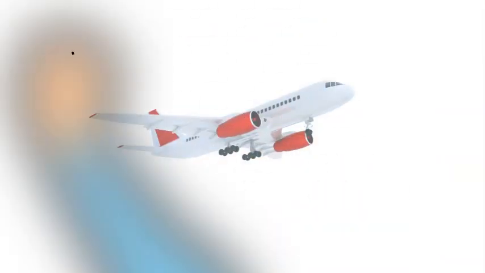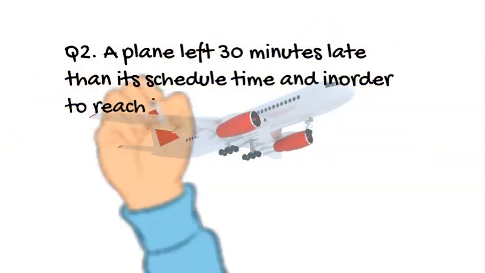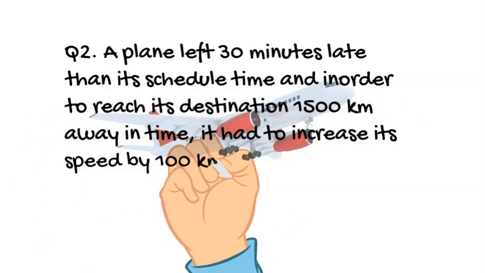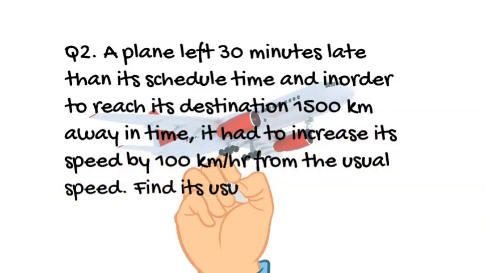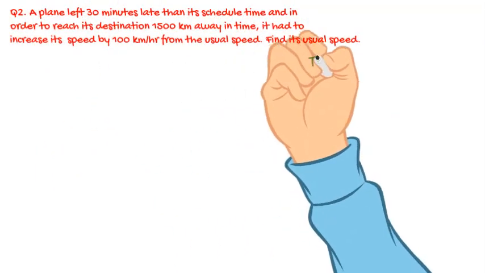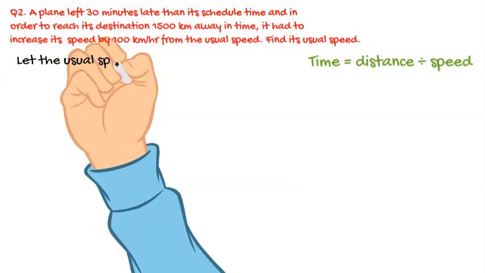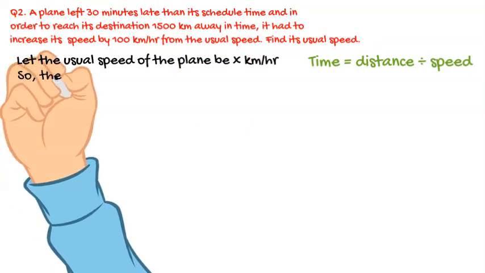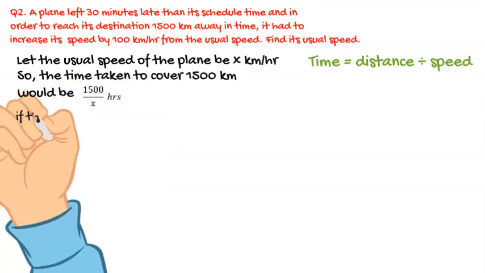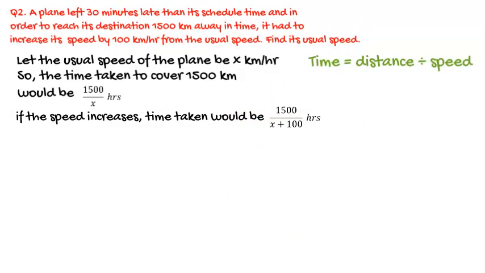Moving on to question 2, we have: a plane left 30 minutes later than its scheduled time and in order to reach the station 1500 kilometers away in time, it had to increase its speed by 100 kilometers per hour from the usual speed. Find its usual speed. Now this question is based on the concept time is equal to distance divided by speed. Let the usual speed of the plane be x kilometers per hour. So the time taken to cover 1500 kilometers would be 1500 by x hours. If the speed increases, time taken would be 1500 upon x plus 100 hours.